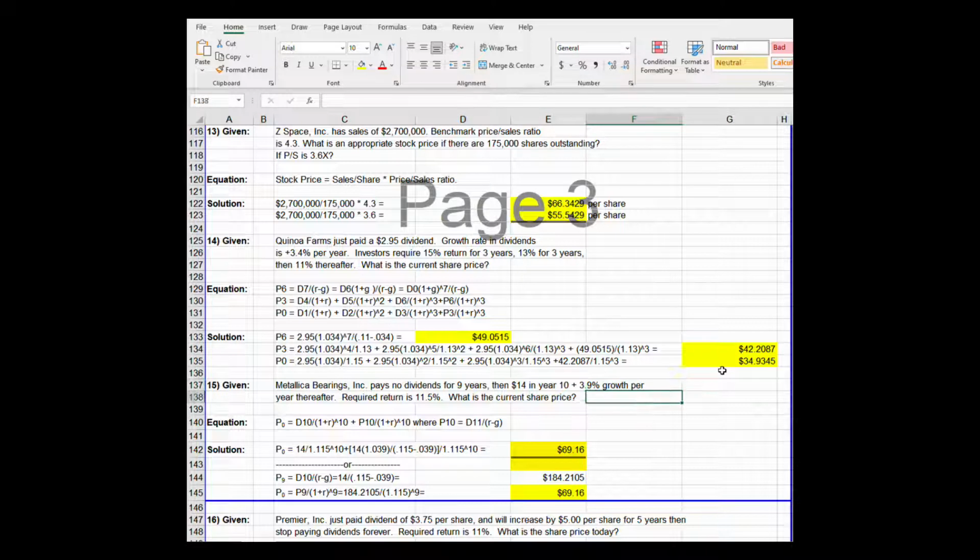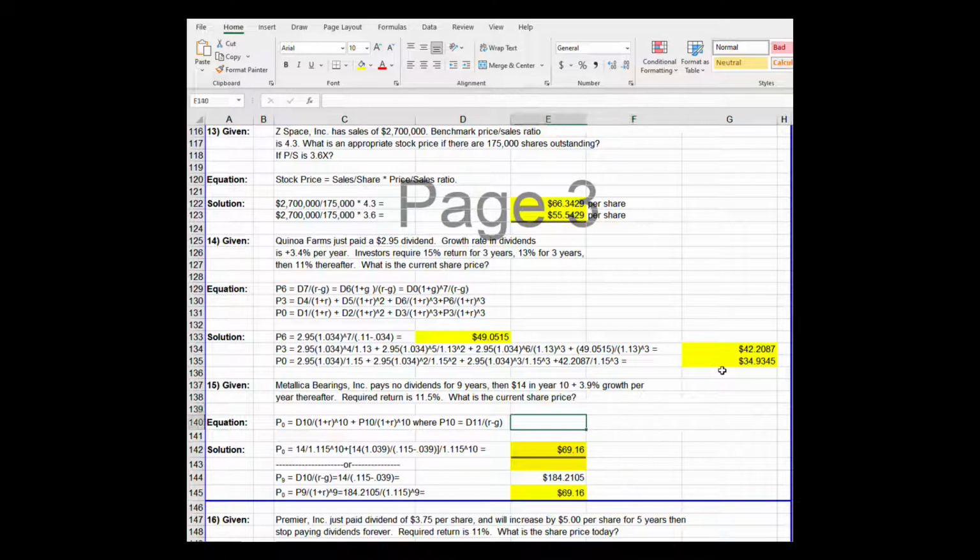In problem number 8.15, Metallica Bearings pays no dividends for 9 years, then all of a sudden $14 in year 10 plus 3.9% growth per year thereafter. The required rate of return is 11.5%. What is the current stock price?